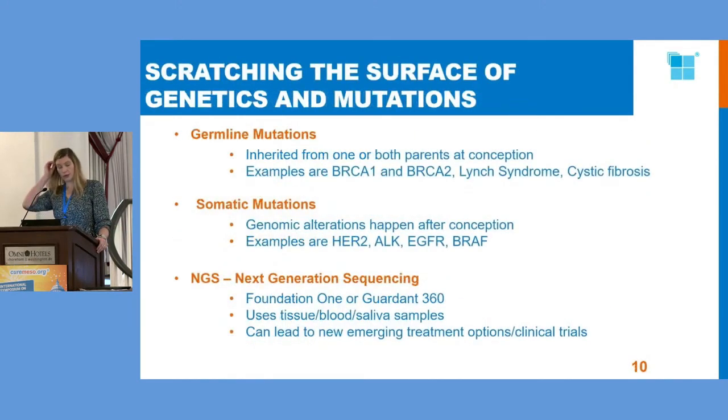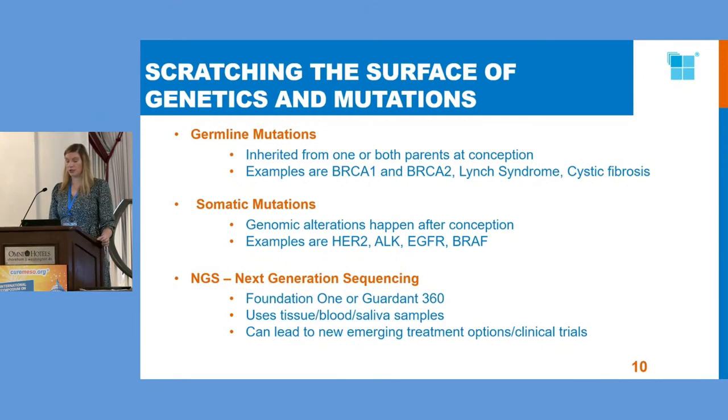So now we're going to talk about genetics and mutations. This can get a little confusing. Germline mutations are inherited from your parents at conception. Examples are BRCA1, 2, Lynch syndrome, cystic fibrosis. So you get this from mom, you get this from dad, you share it with your siblings, you could potentially give it to your children.